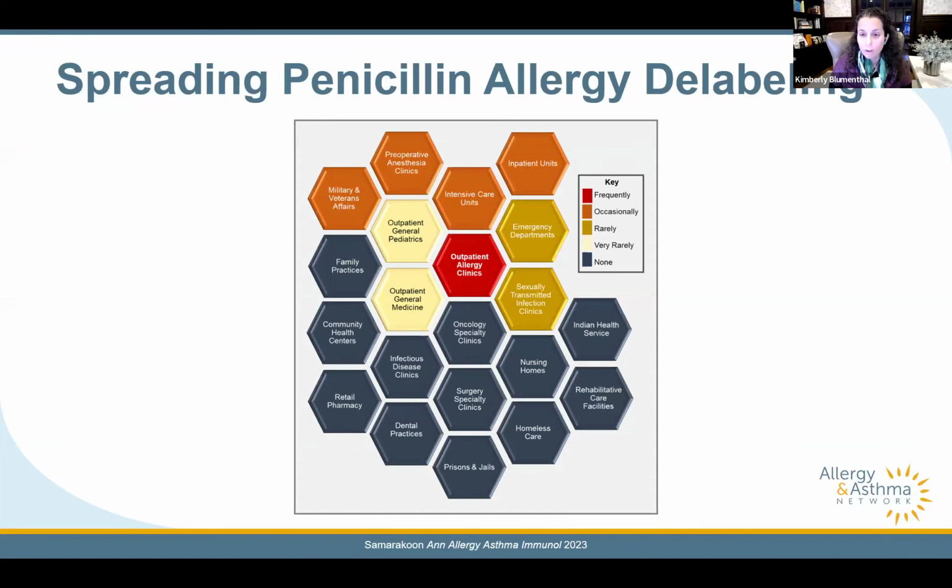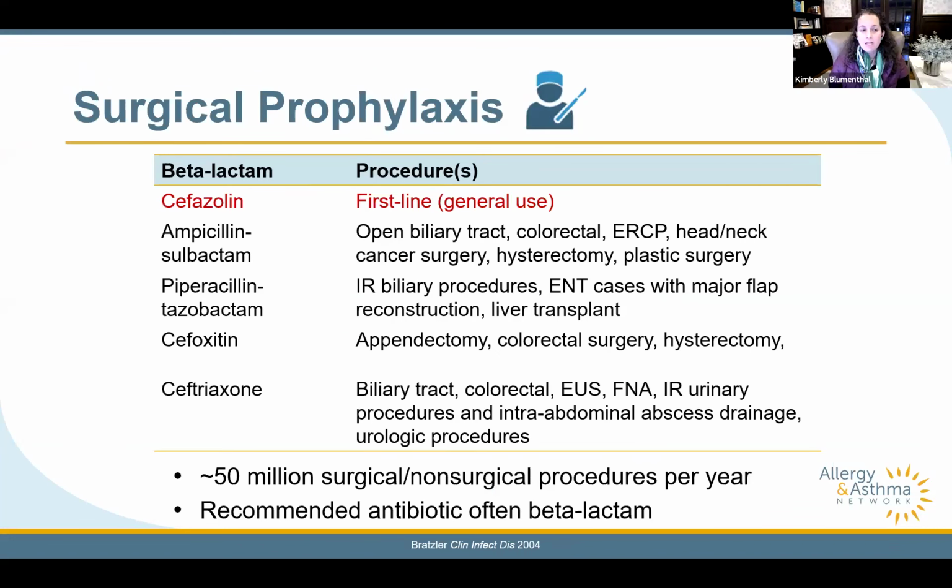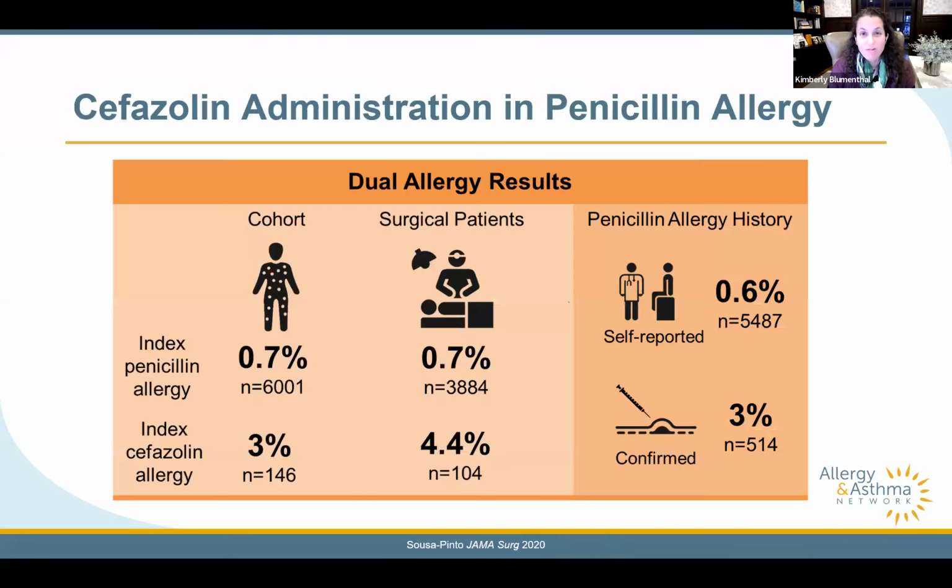So we have a lot of work to do. Like I mentioned before, surgery is an area of importance because if you have a penicillin allergy label and you go to surgery, they want to use cephalosporin. And some of the best ways to use cephalosporin is to get rid of that penicillin allergy label. There's so many surgical and non-surgical procedures per year. And this is the recommended choice. And then all these other beta-lactams are recommended often as well.